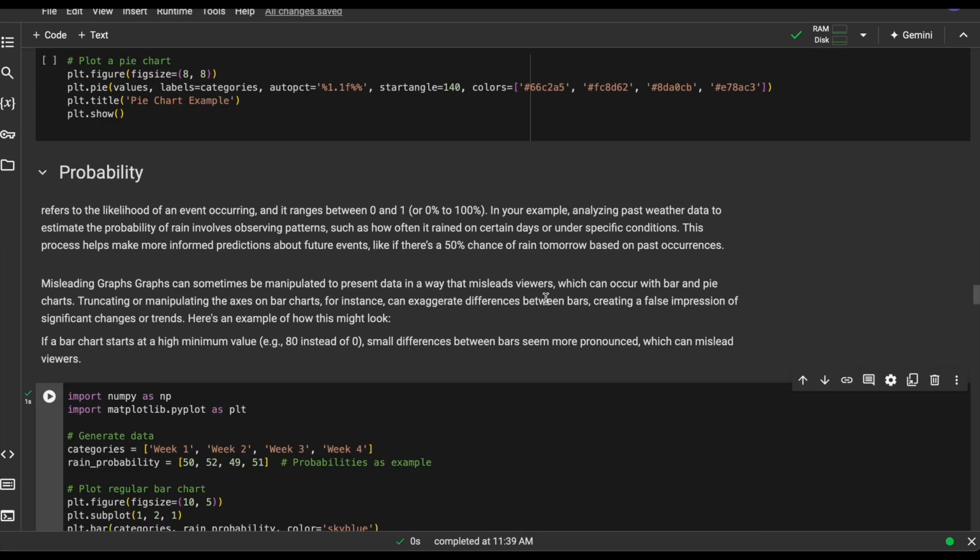Probability is the likelihood of an event occurring. For example, we can use probability to predict the chance of rain based on observed patterns. This process involves analyzing past data to inform future outcomes, such as determining how likely it is to rain on a particular day.